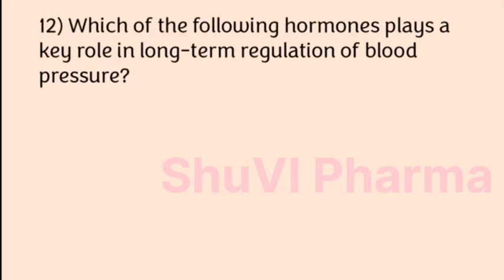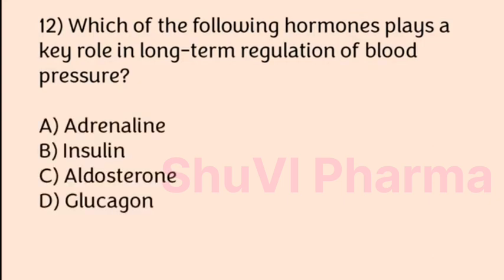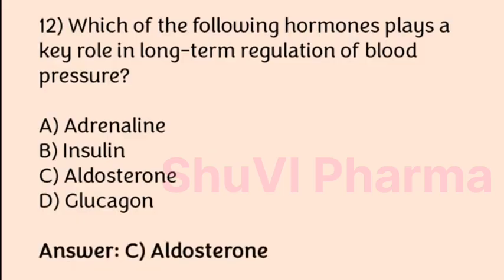Which of the following hormones play a key role in long-term regulation of blood pressure? Adrenaline, insulin, aldosterone, glucagon. The correct answer is option C, aldosterone.